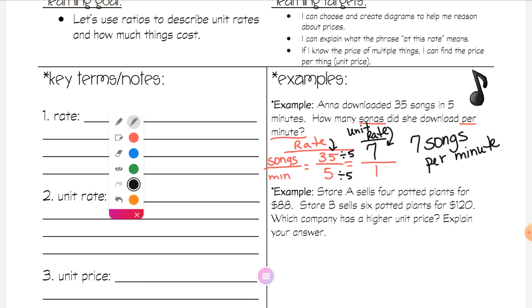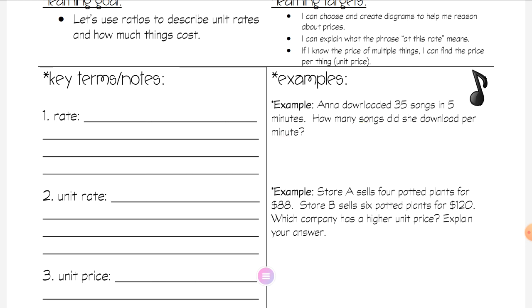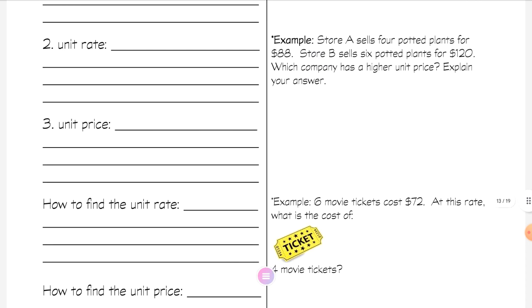Okay, the second example. Store A sells 4 potted plants for $88. Store B sells 6 potted plants for $120. Which company has a higher unit price? And explain your answer. This is a comparison problem. To compare two things, what do you need? You need them apples to apples, okay? How can we easily get these apples to apples? Or what could we find? If it's asking about unit price, what is it asking for? Leo? Yeah, it's asking how much for one at store A and store B.